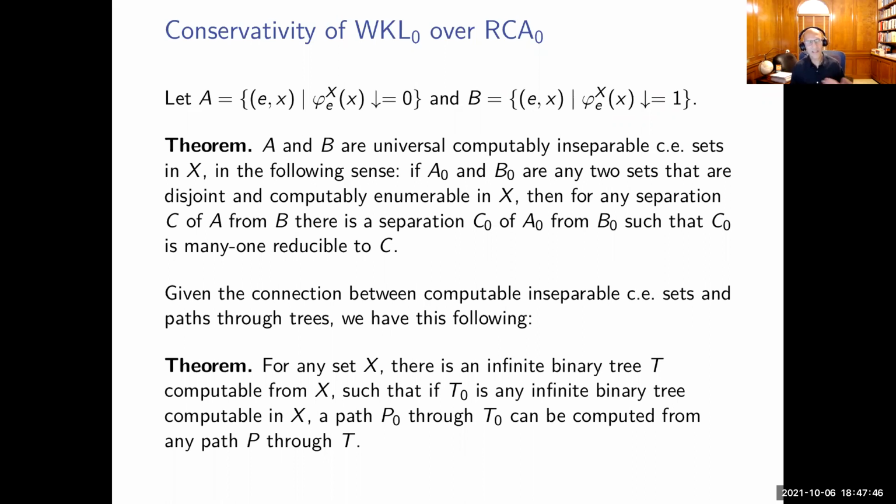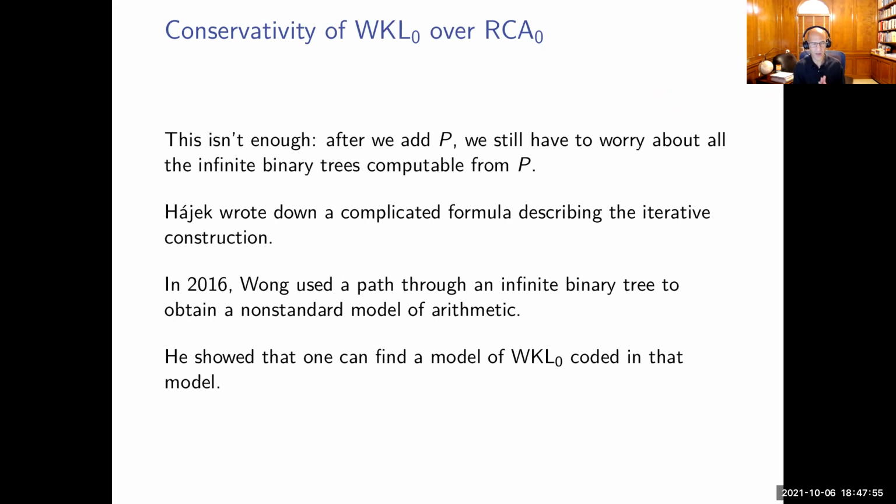And that's not a hard or surprising thing. That's just the kind of thing that one does in computability theory. You have just a universal construction. And that doesn't quite give you what you need for the construction, because that says you can add paths through all the computable binary trees, but then you have to add paths through the trees that are computable from that path. And then you have to add paths through the trees that are computable from those paths, and so on. So Hayek still needed an iteration.